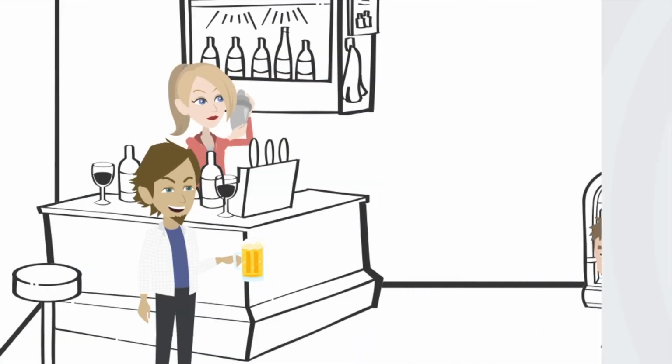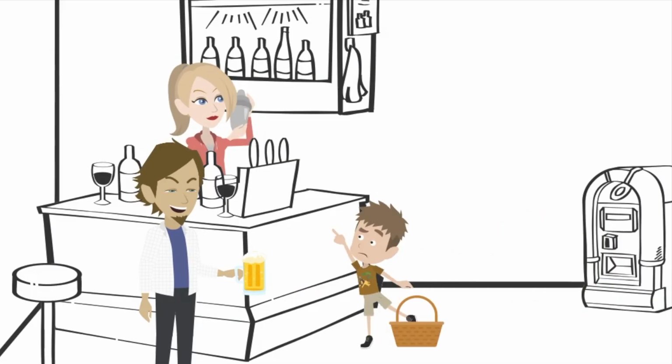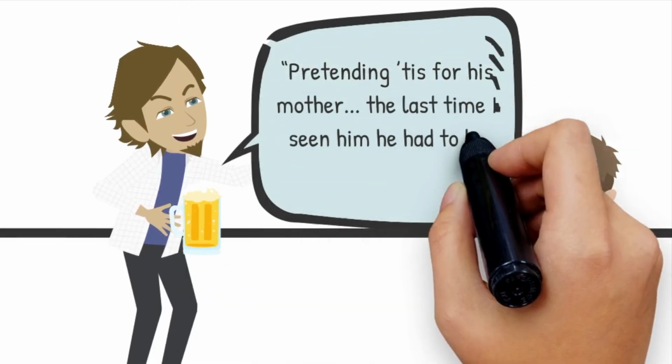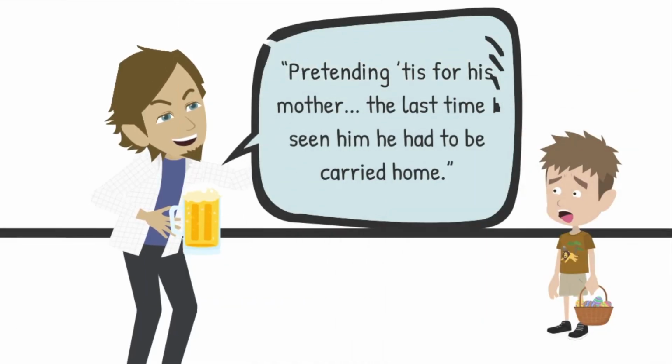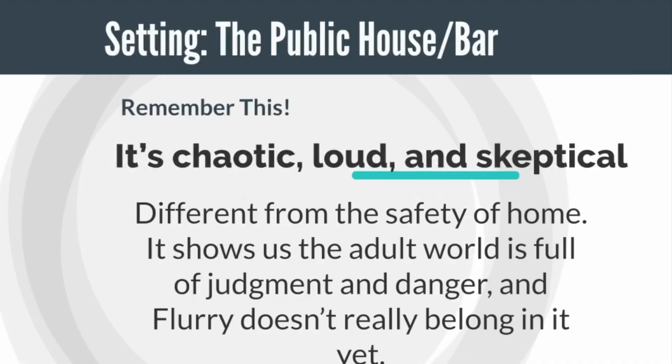The bar brings in a bit of adult reality. A 10-year-old boy in a bar? That's wild. When he tries to get whiskey for his mom, the man inside says, "Pretending for his mother. The last time I seen him, he had to be carried home." It's loud, chaotic, and skeptical. Very different from the safety of home. It shows us the adult world is full of judgment and danger, and Fleury doesn't really belong in it yet.